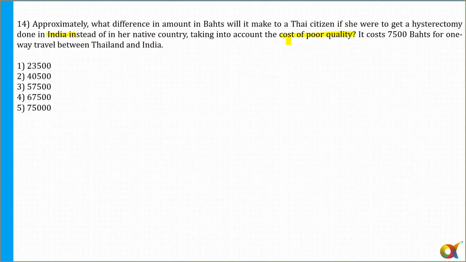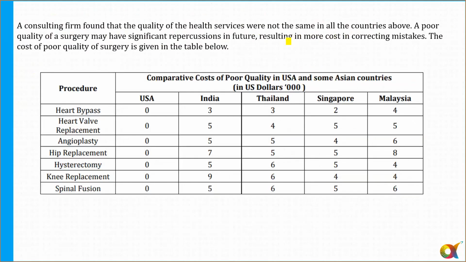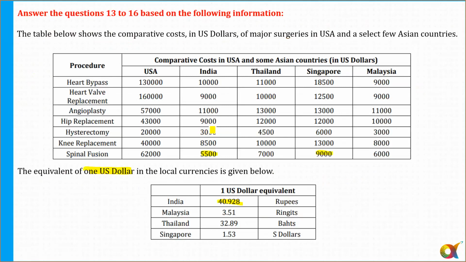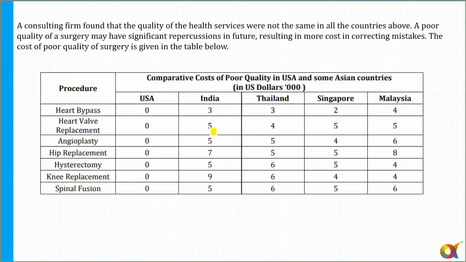Hysterectomy done in India. So let me go back and check the table. So for hysterectomy done in India, that is 3000. Yes or no? So hysterectomy in India is equal to 3000. And then the cost of poor quality for hysterectomy in India is 5,000. It is in US dollars. So 3,000 plus 5,000 will come out to be 8,000. Is that part clear to all of you?